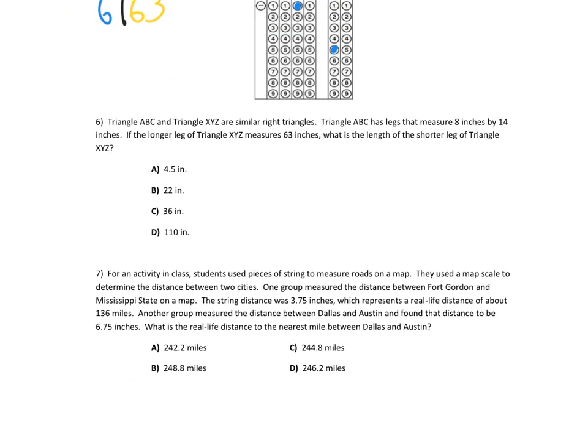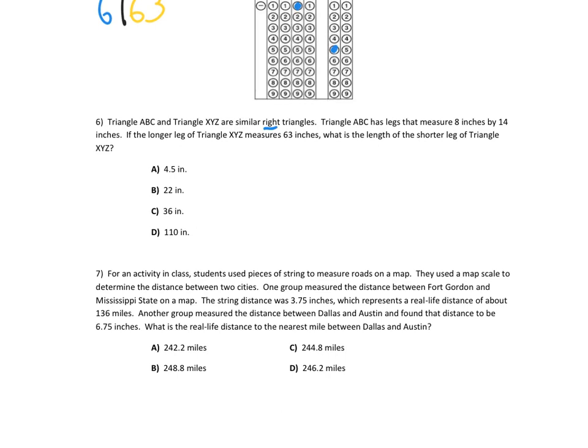All right, on to number 6. Let me read this, and then we're going to talk about it. So 6 says, triangle ABC and triangle XYZ are similar right triangles. Knowing that they're right is very important. Triangle ABC has legs that measure 8 inches by 14 inches. If the longer leg of triangle XYZ measures 63 inches, what is the length of the shorter leg of triangle XYZ? Okay, a lot of letters, a lot of numbers, not a lot of sense.